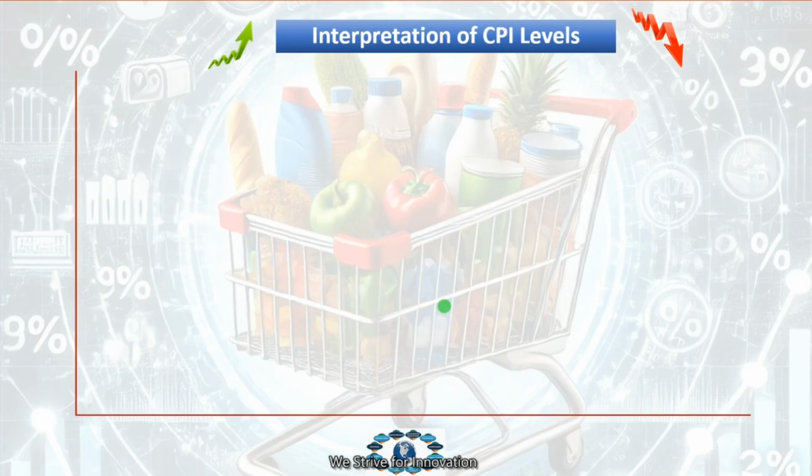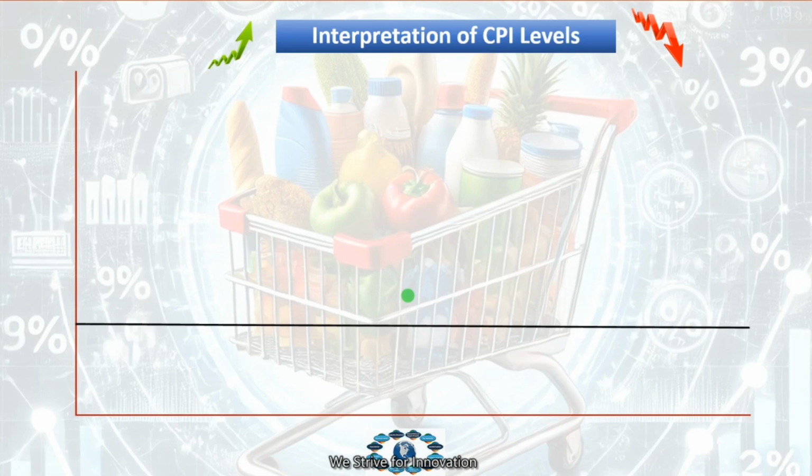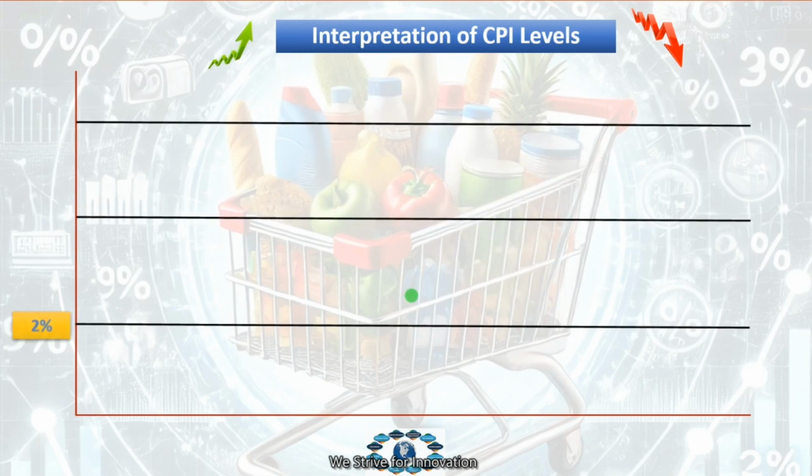Now let's interpret the CPI level and what it means exactly, because that's very important to understand, and it's actually easy. It's not that difficult. So first of all, let's put the chart together. We have levels. First level would be 2%, then we have 4%, and then we have 10%.